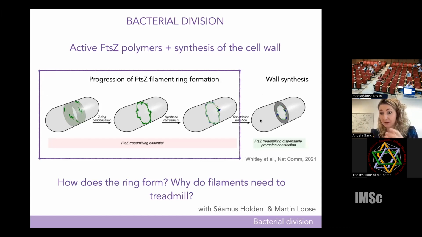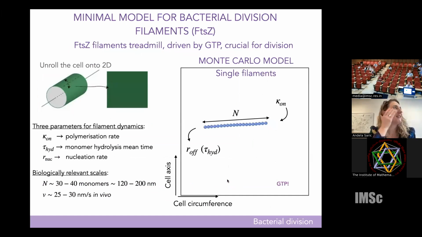So I will not speak about the actual division part. That's still an active area of research, and we just got an 8-year-long grant to study this. So hopefully in some number of years. But I'll speak about this initial part, the assembly of the protein filament ring and why the filaments need to treadmill. Okay, and bacteria is great because, you know, they make us sick, so they've been studied for so long.